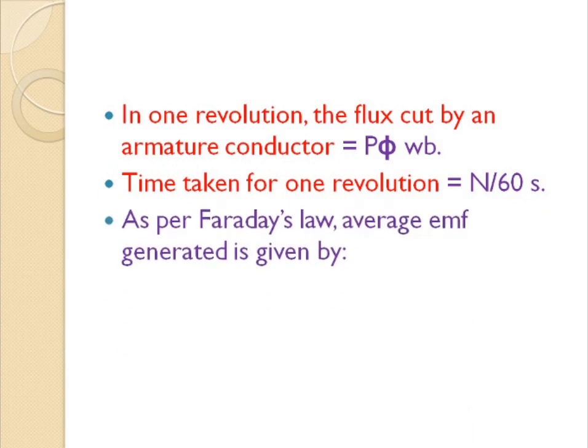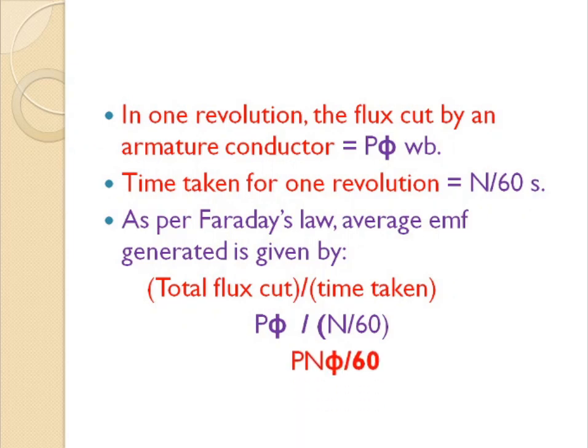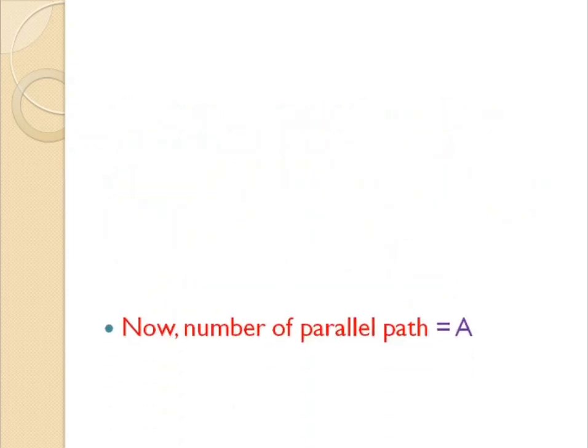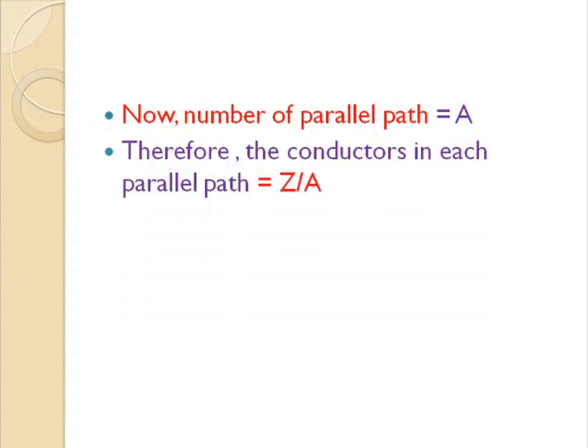According to Faraday's law of electromagnetic induction, generated EMF is given by total flux cut divided by total time taken. P phi is the total flux cut by one conductor, and time taken for one revolution is 60 by N. So P N phi by 60. We know the number of parallel paths in the armature winding is A. Hence, in each path, the number of conductors is Z by A, where Z is the total number of armature conductors.